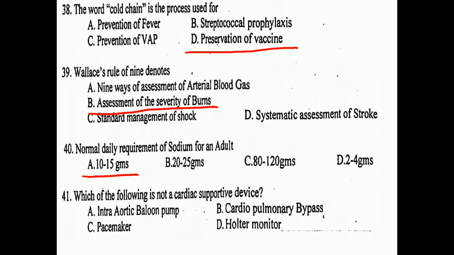Question number 41. Which of the following is not a cardiac supportive device? Option A, intra-aortic balloon pump. Option B, cardiopulmonary bypass. Option C, pacemaker. Option D, Holter monitoring. The correct answer is option D, that is Holter monitoring.